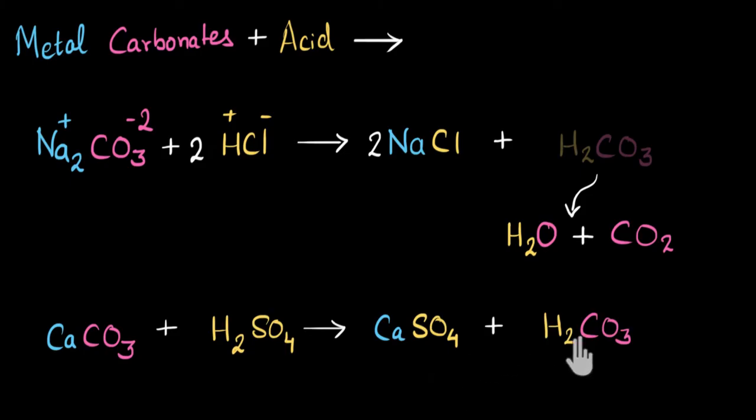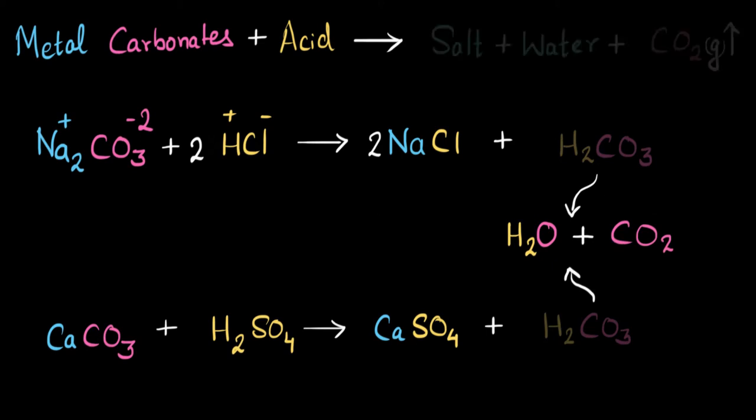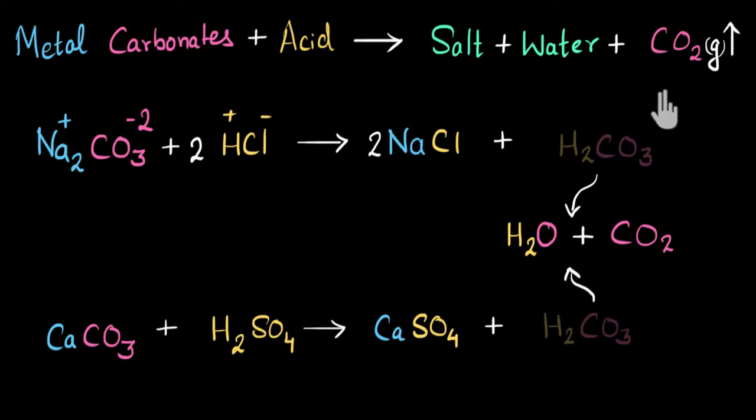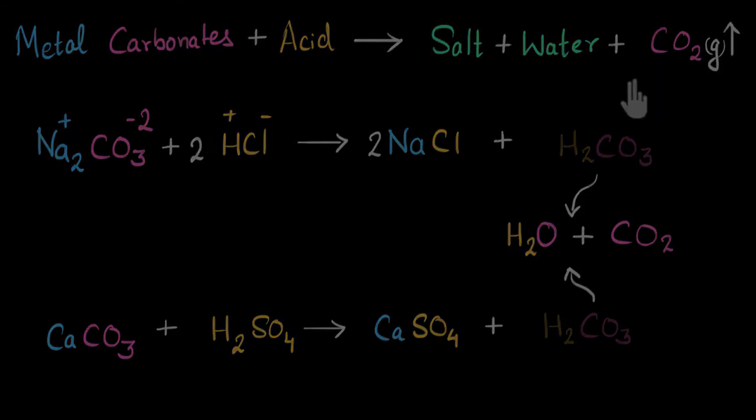So this is going to be a product. And you know that H2CO3 is not very stable. It will further dissociate and give us water and carbon dioxide. Okay, so now we can confirm that a metal carbonate reacts with an acid to give us salt, water and carbon dioxide gas is released. Let me write it out over here. A metal carbonate reacts with an acid to give salt, water and carbon dioxide gas is released.